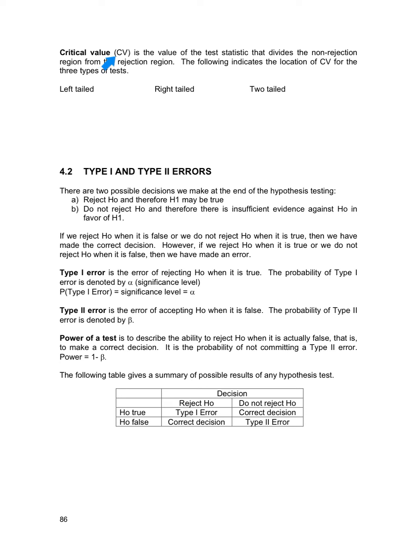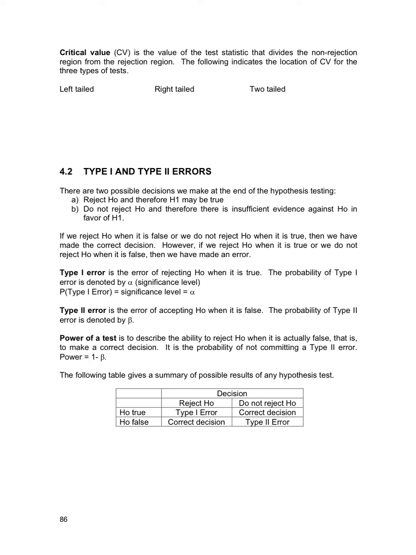Next term, critical value or CV. If the test statistic is TS, the critical value, denoted by CV, is the value of the test statistic that divides the non-rejection region from the rejection region. The following indicates the location of the critical value for the three types of test. Earlier we had left tail, right tail, and two tail. So let's look at left tail first.